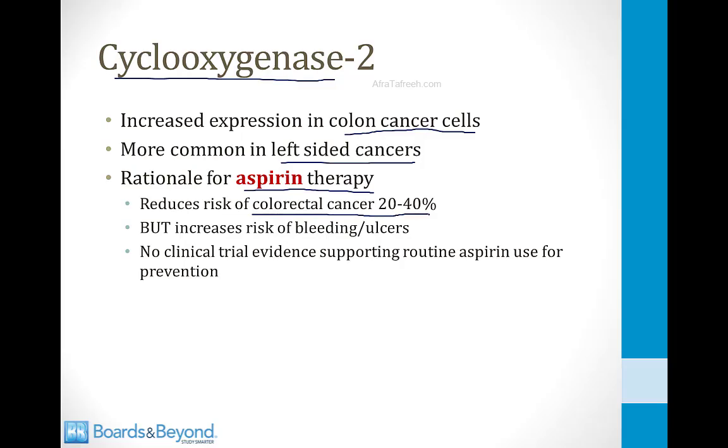Unfortunately, there's a price that patients pay if they take aspirin every day. There's an increased risk of bleeding and ulcers, and there are no clinical trials showing that there's a reduced rate of mortality among patients who take aspirin every day to prevent colon cancer. Nevertheless, there are some groups that advise aspirin therapy to prevent colon cancer, and the basis for this recommendation is the understanding that cyclooxygenase 2 expression is increased in colon cancer cells.